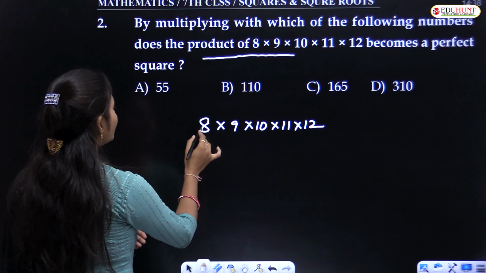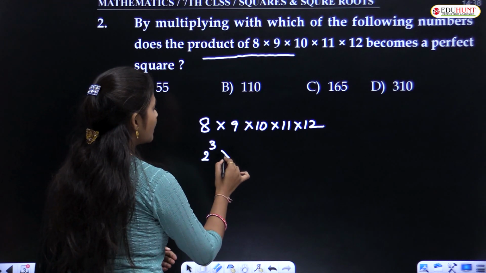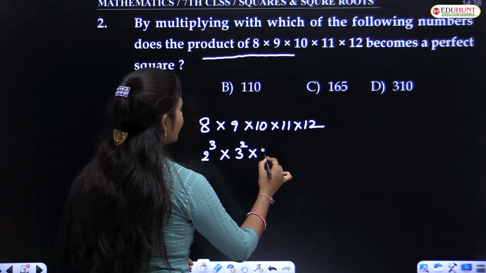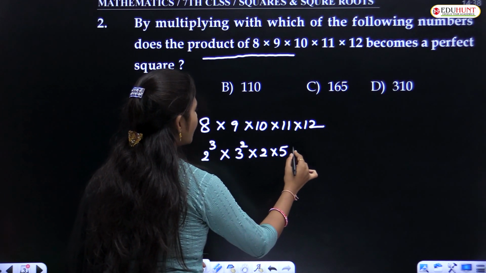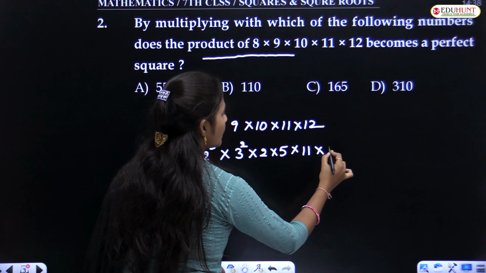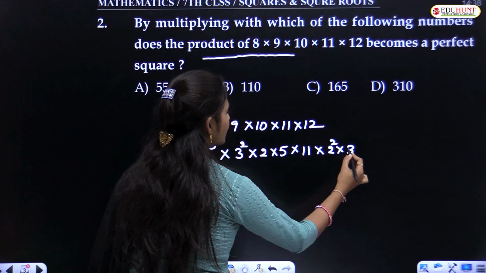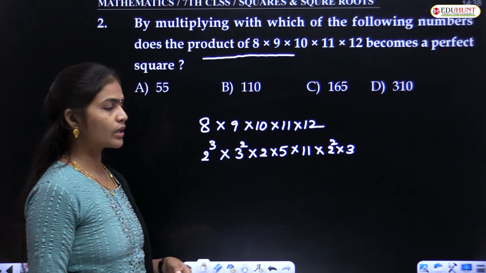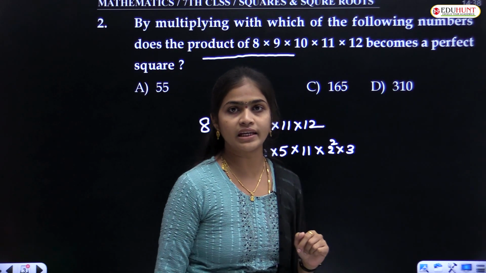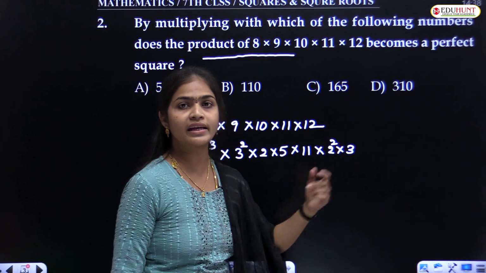Okay, so here 8 we can write as 2 cube, yes or no? Next, 9 we can write as 3 square. Next, 10 we can write as 2 into 5. Next, 11 is a prime number, so write it as it is. Next, 12 we can write as 2 square into 3. 2 square means 4, into 3. Again, we can write this as 2 into 6, and 6 again as 2 into 3. So 2 into 2 is 4, no? So directly I took this as 2 square into 3.